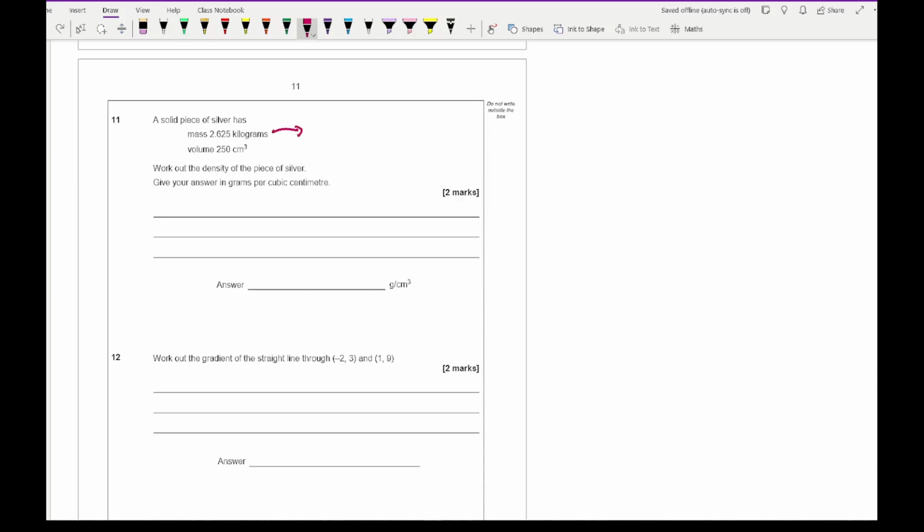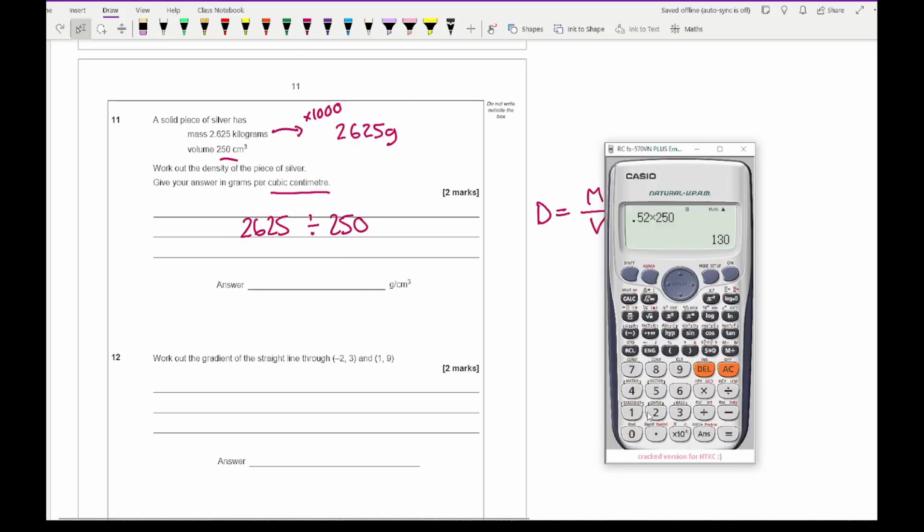How do we do that? Well, we multiply by 1,000. So that's going to be 2625 grams. And then the volume, which is in cubic centimeters, so that's fine. And density equals mass over volume. So what I then need to do is 2625 divided by 250. And again, on the calculator, 2625 divided by 250 equals 10.5.